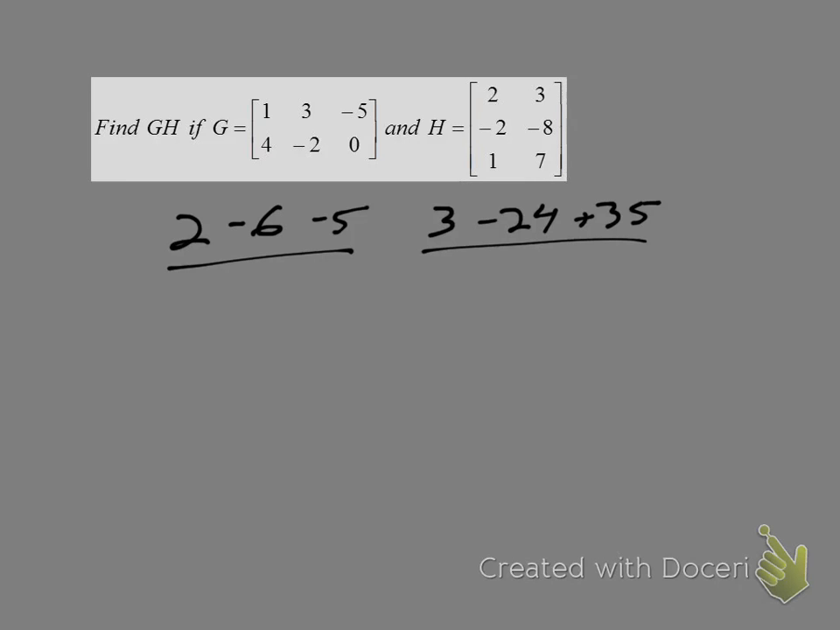Now go down to your next row, but do your columns over again. So 4 times 2, 8. 2 times -2, -4. 0 times 1 is 0. Be thankful when you get zeros in matrices. They really do help a lot. You'll find out more Monday. And then 4 times 3 is 12. 2 times -8, -16. 0 times 7 is 0. Add those all up. So we should, let me put brackets around this, I guess, make it look pretty.